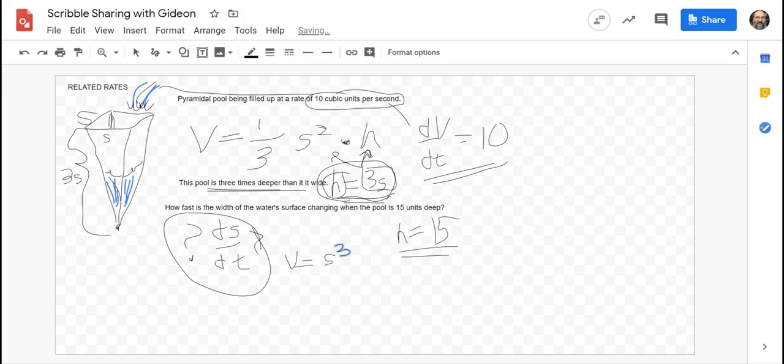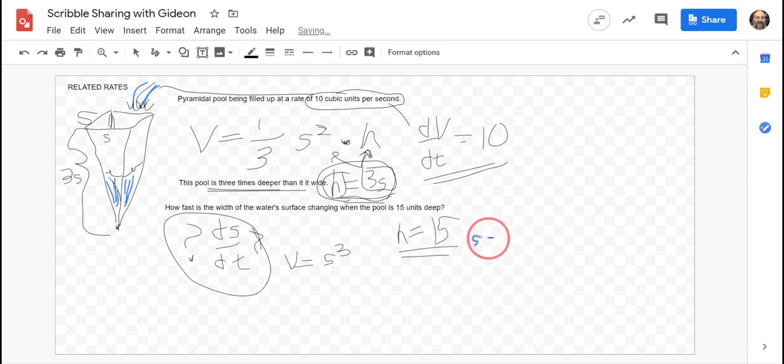No pi's floating around, no 7s, no 1/3. Doesn't matter if there were those, they're just constants. Don't get flummoxed by nasty looking constants. V equals s cubed. That's all there's left. Now, right, h is 3s. So when the height is 15, I know s is 5, right? The height's 3 times bigger.